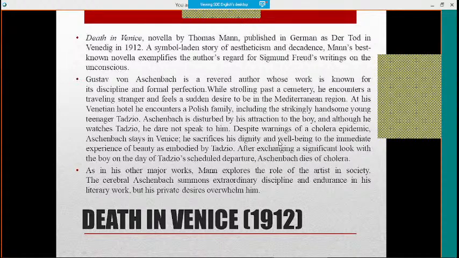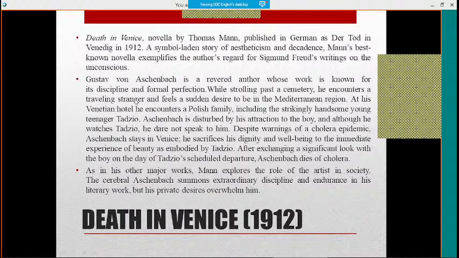I'll give you a detailed plot line, but just to make sure you get through what the story is all about, this is placed here. So Gustav von Aschenbach is a revered author whose work is known for its discipline and perfection. When he was strolling past a cemetery, he encountered a traveling stranger, and he had a sudden desire to travel to the Mediterranean region.